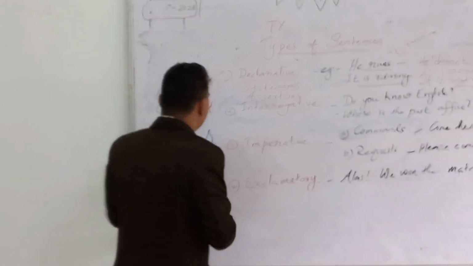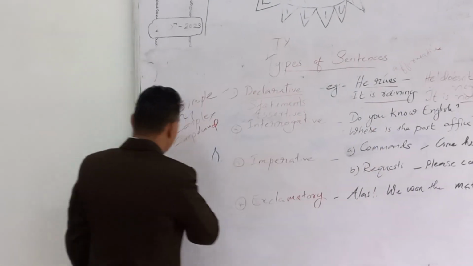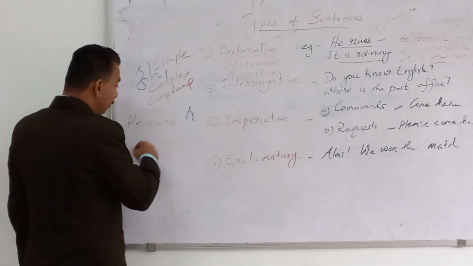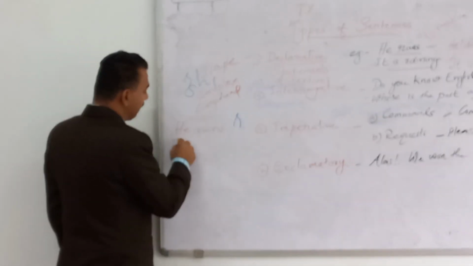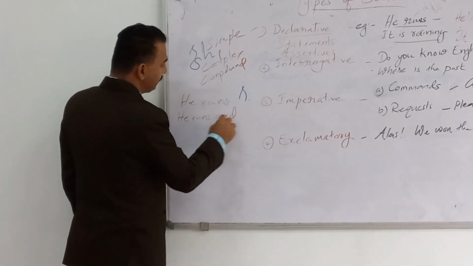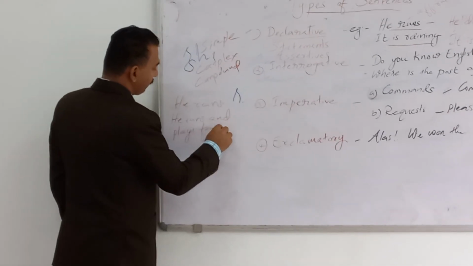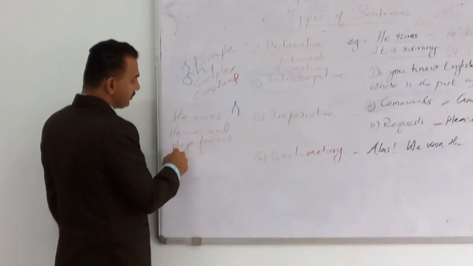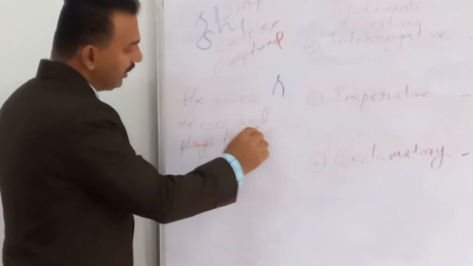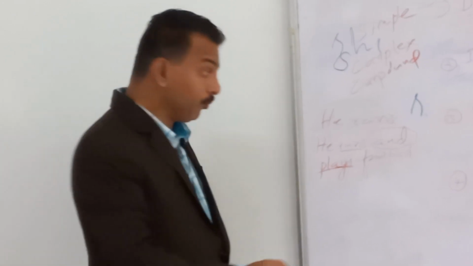For example, he runs. The same sentence you can change into a compound by adding one more conjunction to it. For example, he runs and plays football. Here there are two verbs, runs and plays, and they are joined by the conjunction and. So that is why it is known as a compound sentence.